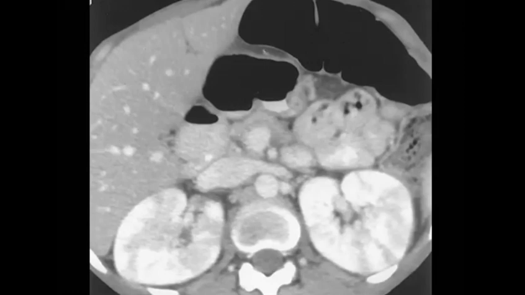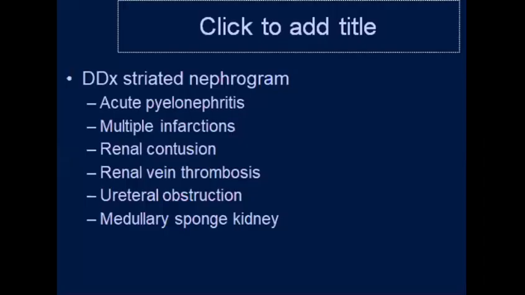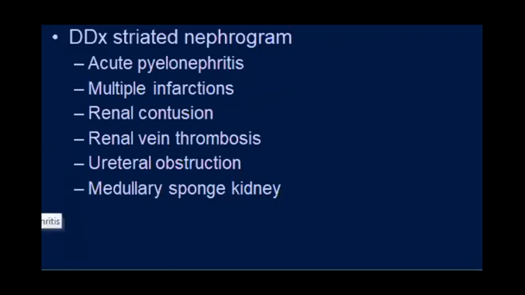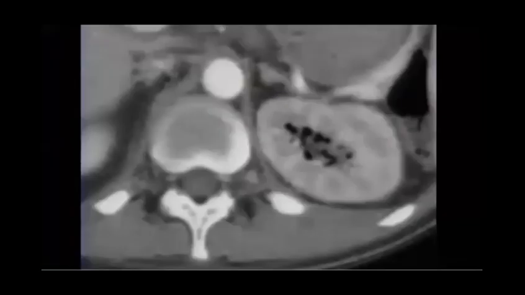So this is what's called a persistent or striated nephrogram. Yes. Okay. So when you find this one, what will your differential be? Yeah, there is no differential.